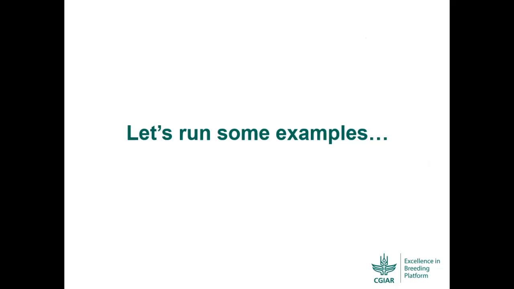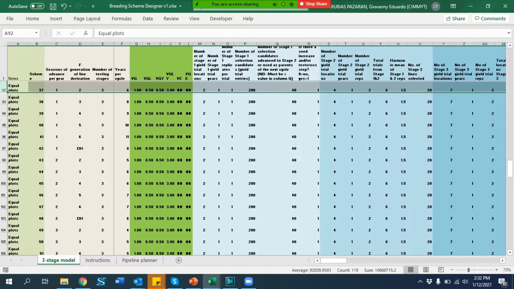Let's run some examples using the actual tool. Let's use the tool to calculate the rate of response to selection or genetic gain for a scenario where a breeding program has one season per year, it derives lines at F2, and it has 3 testing stages, which implies that for this crop, it takes 6 years to complete a cycle. You also have to provide the variance components. Here, they are expressed as ratios relative to the main genetic variance.